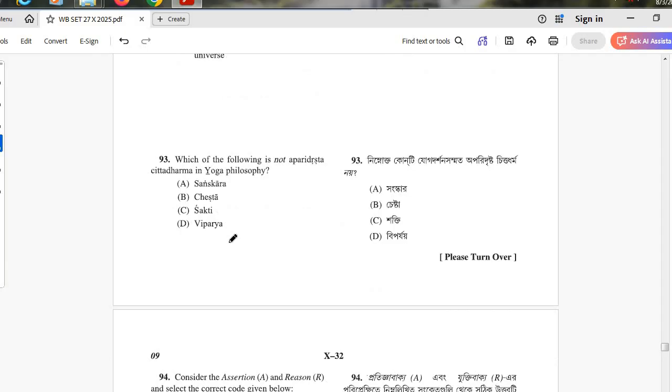Question 93: Which of the following is not an aparidrishta chitta dharma in yoga philosophy? Samskara, Cheshta, Shakti, Viparyaya. Question 93 is option D, Viparyaya.